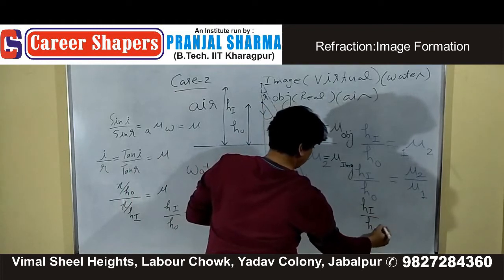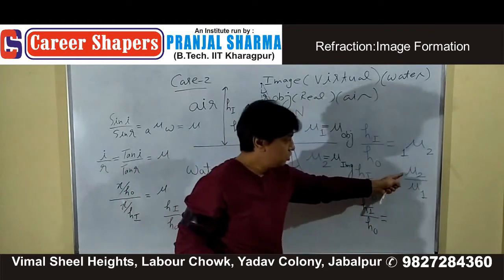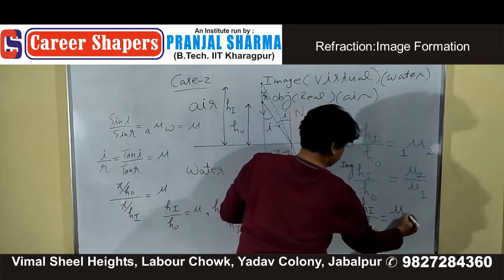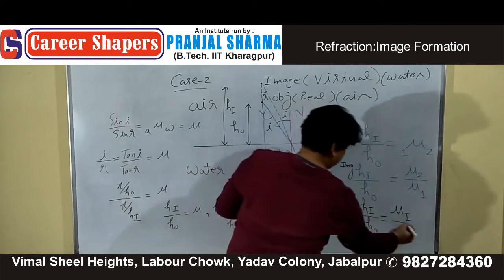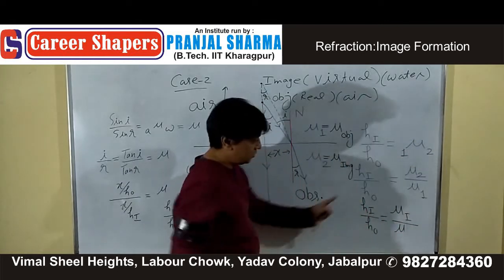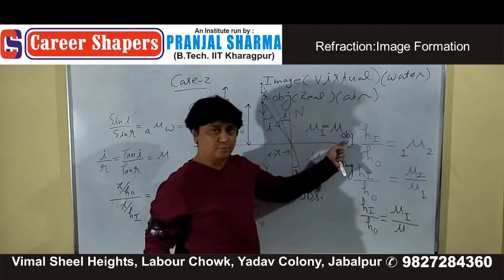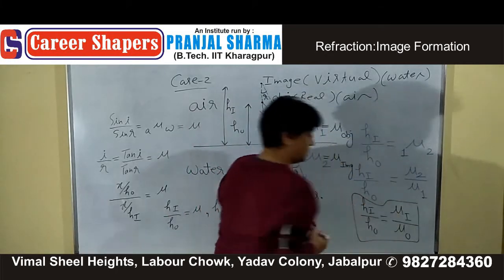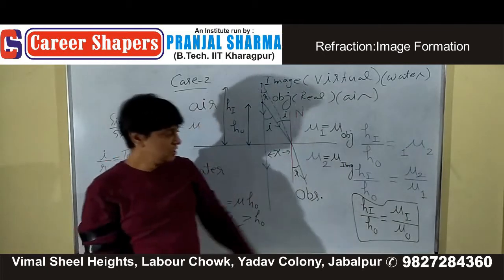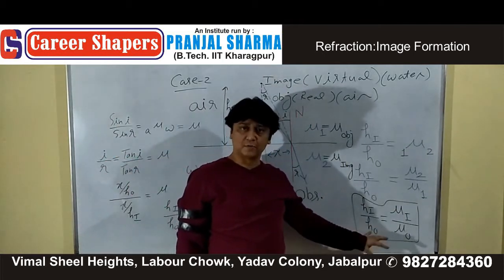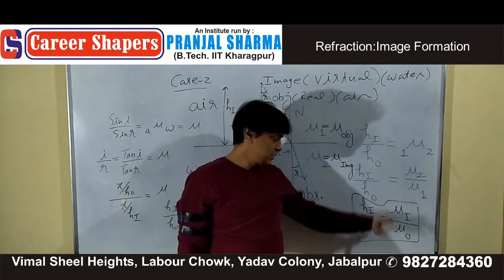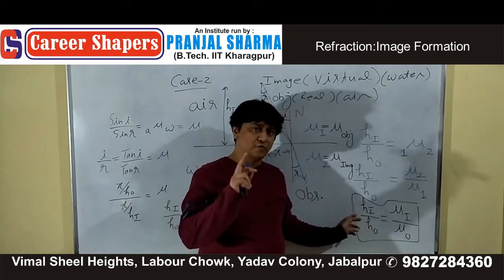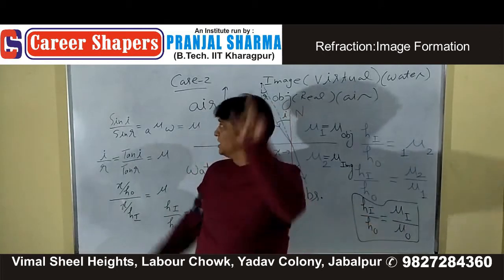So this is mu object, this is mu image, which means this hi upon ho is what? Mu 2. What is mu 2? Mu image, mu I for image, divided by ho, mu 1. What is mu 1? Mu object, mu o. From now on, for case 1 or case 2, simply remember this formula. Hi upon ho is what? Mu I upon mu o. All these distances, they are taken from the interface of both mediums.